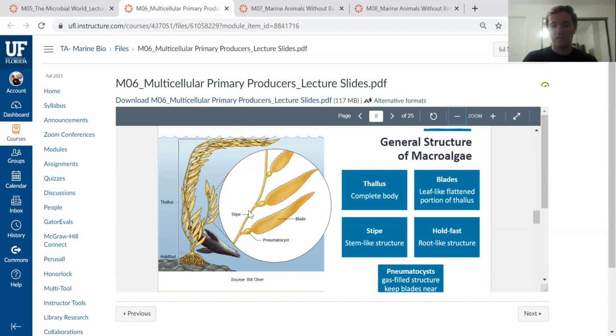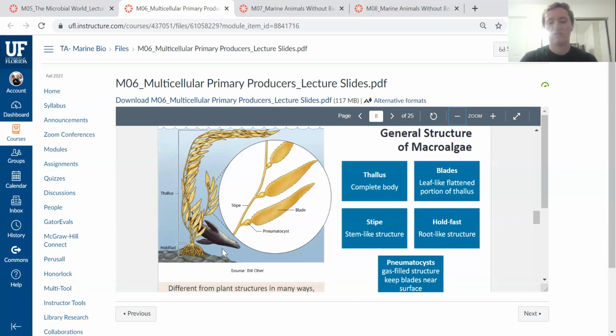The stipe is like the stem that kind of comes and connects the pneumatocyst and blade. The best way to explain it is it's like a stem. The holdfasts are like the roots, except they don't absorb nutrients. That is a very big thing, that the roots of the giant kelp, the holdfasts, do not absorb nutrients. Their only goal is to remain attached to the bottom, to whatever the substrate is. That is the only purpose of the holdfast, to attach to the substrate.